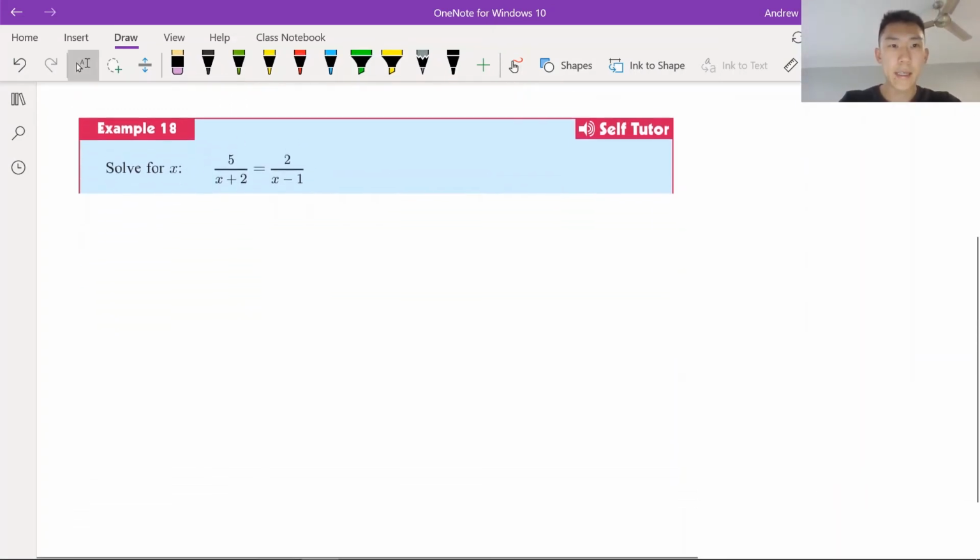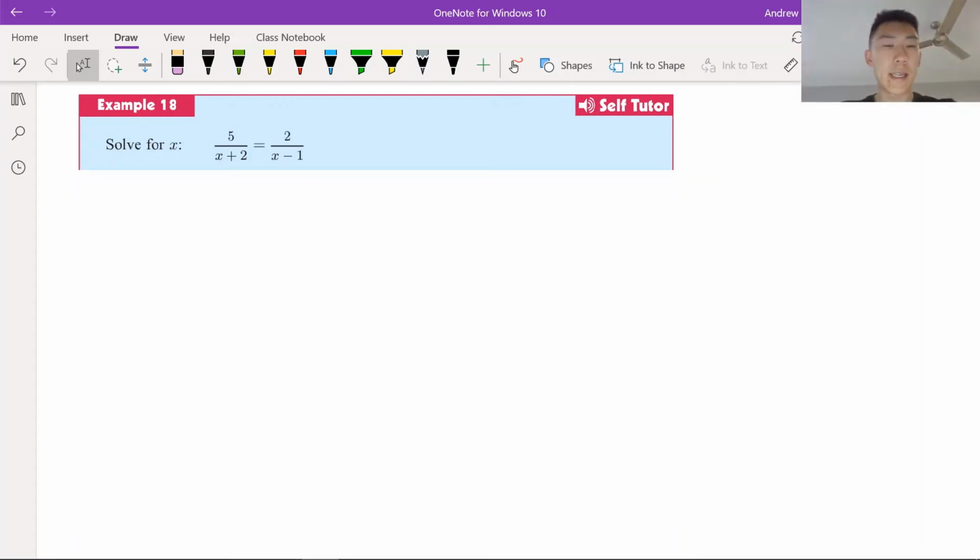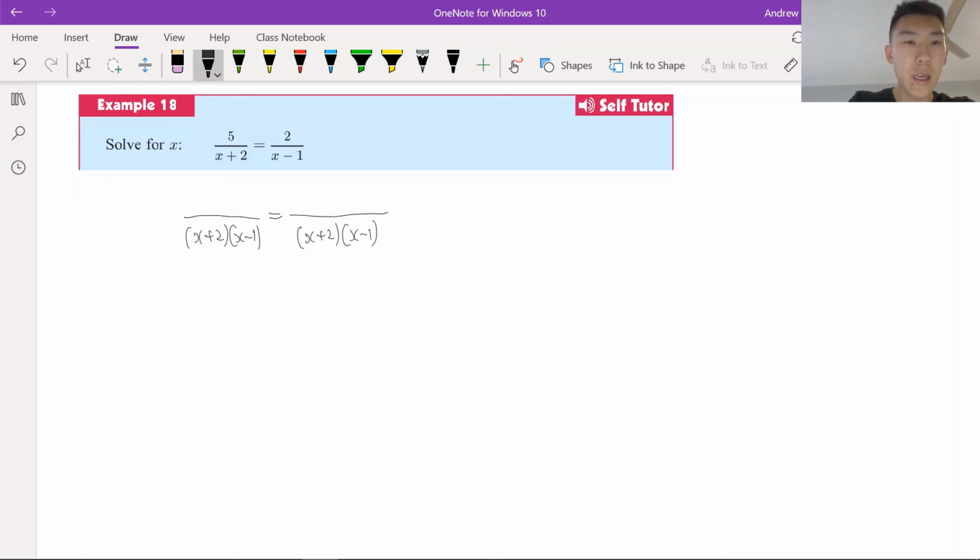So let's do 18 and see if this actually makes it easier to solve. If not, again, it's just another strategy. We want to write both sides of the equation with the same denominator, so it's going to have to be these two multiplied: x plus 2, x minus 1. That means we need to multiply the 5 by x minus 1 as well, and we need to multiply the 2 by x plus 2.